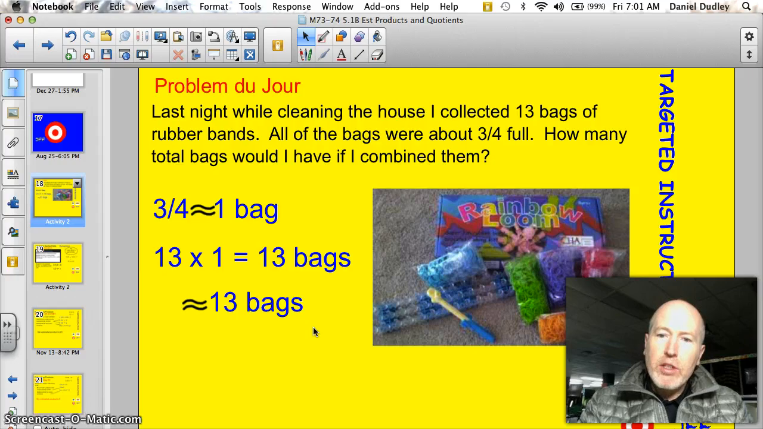Last night while cleaning the house, I collected 13 bags of those little rubber bands. All the bags were about 3/4 full. How many total bags would I have if I combined them? I just want an estimate here. So I've got 3/4, which is about one bag. So 13 times 1, really, my estimate is about 13 bags because they're all almost full. That's what we're going to be working with tonight. Estimating products, quotients.